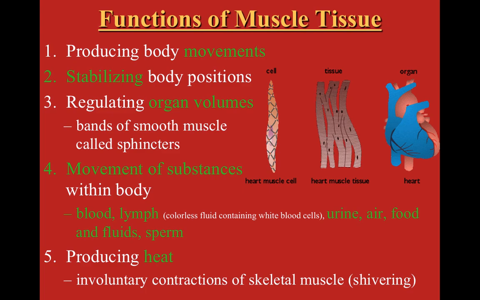It requires muscle working. Thirdly, it regulates organ volumes, like the size of our stomach is regulated by the muscle tissue, predominantly by the bands of smooth muscle called sphincters, okay? We will talk more about these features in smooth muscle when we get to the digestive system because they have a very specific function in the digestive system.